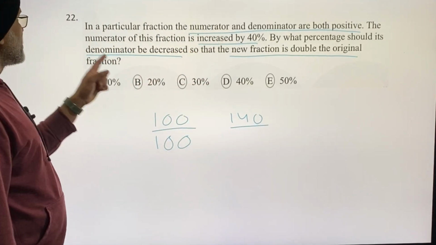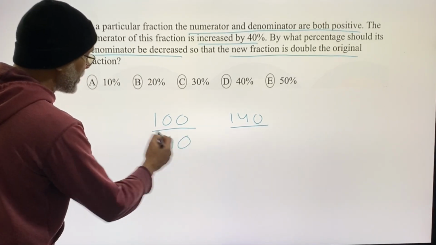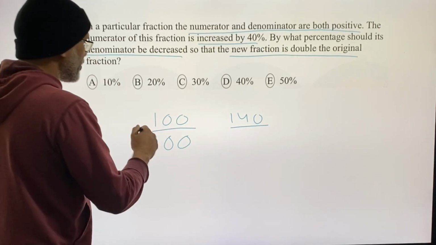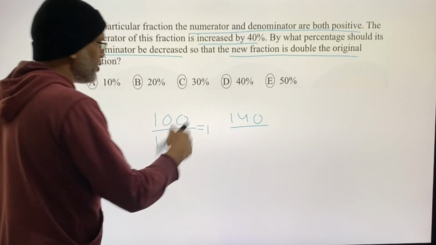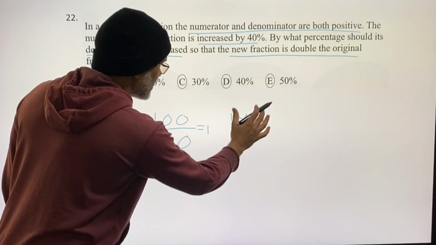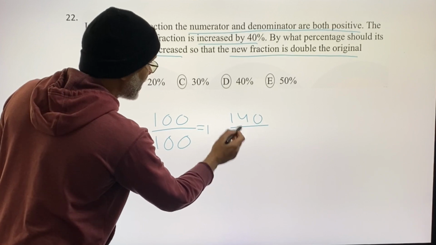By what percentage should its denominator be decreased? So by what percentage should this be decreased so that the new fraction is double the original fraction? So the original fraction is essentially 1, right? 100 by 100 is 1. Now, what should this number be so that this fraction is twice this? That means the denominator has to be half of this.